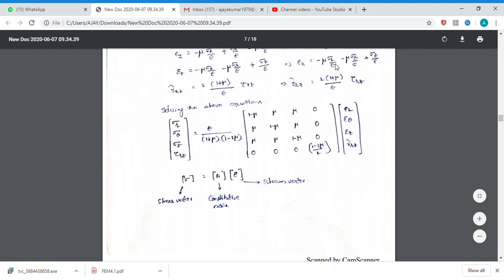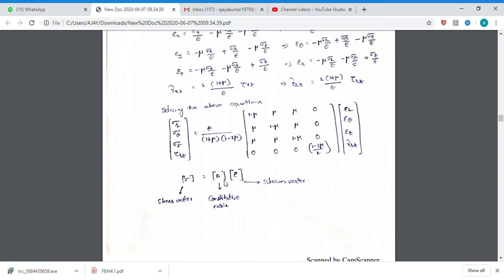Now the stress vector sigma is equal to D matrix into epsilon. Epsilon is nothing but the strain. Earlier we derived this strain relation. D is the constitutive matrix, or stress-strain relationship matrix.